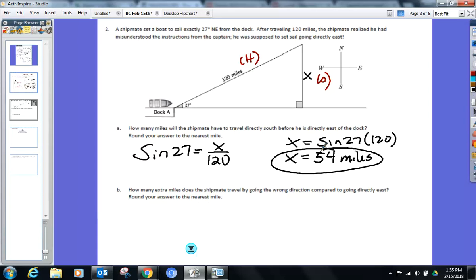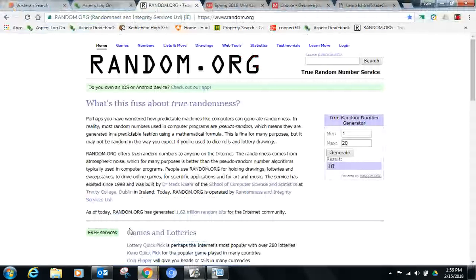Well, before I figure out how many extra miles, I better figure out how many miles it is to go east. So what if I went the right way right off the bat? Now, you guys have a couple different ways you can do this. This y is what to the 27? Adjacent. So anything that uses adjacent would work, or Pythag. All right. You get to make the decision.